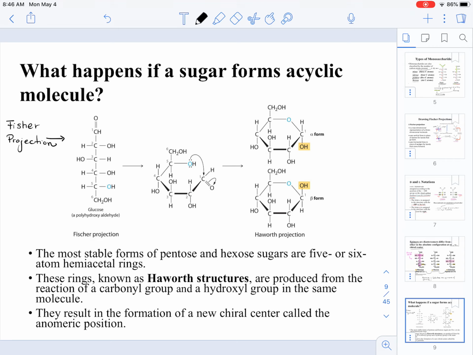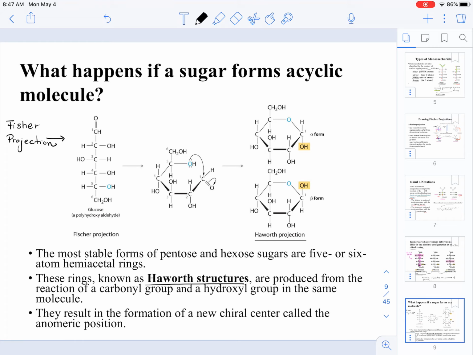And understand that what happens to a monosaccharide in open form is that it can form pentose and hexose sugars that are 5 or 6 atoms. And understand that when they have these cyclized forms, these rings, they're known as Haworth structures. So the last molecule that we have here is going to be representing a Haworth structure.